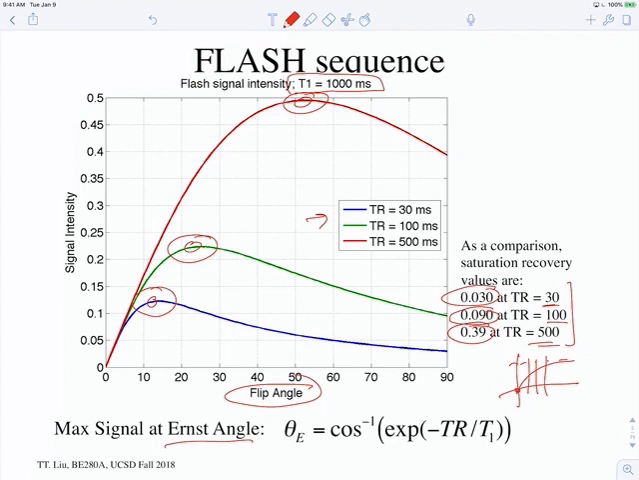But the key is if you pick a small flip angle and you're not going to wait very long, so 30 milliseconds is not very long, the FLASH way outperforms the saturation recovery. And so that's why it's used for very fast imaging. All right, so that's just something that you should know just because that's used a lot. All right, any questions?